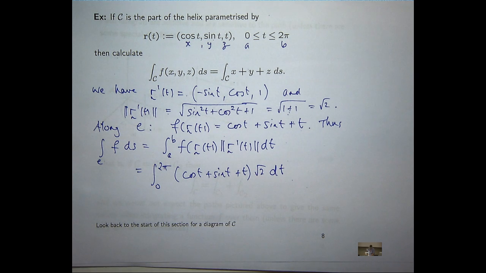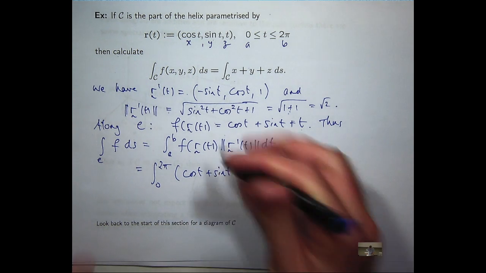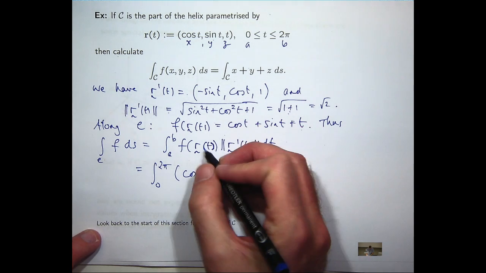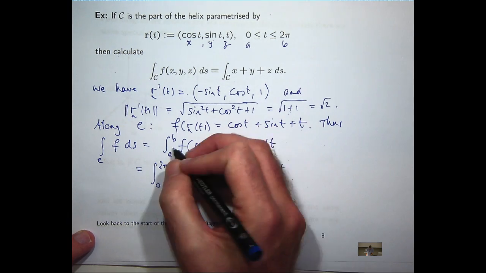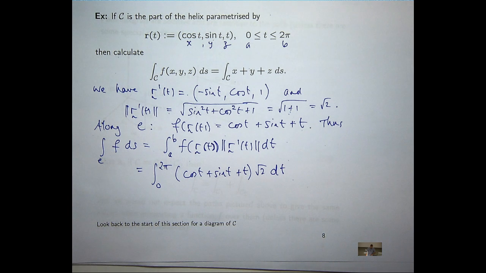Okay? That second last line is f outside of r. Okay, r is a function of t. F is acting on r of t. No worries. Okay, so now it's boiled down to a reasonably simple integration.